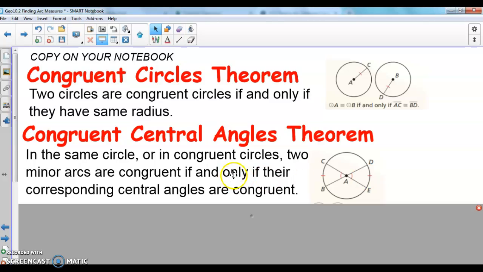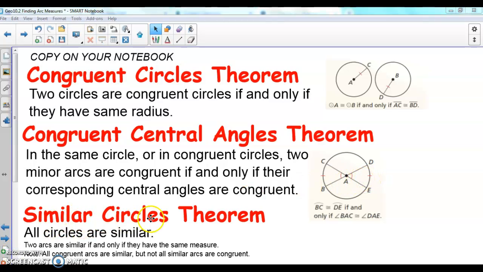How do you prove that this is true? To prove this, you need to draw additional line segments from C to B and from D to E, so you can form two congruent triangles. You can use your SAS postulates or SSS postulates from the first semester lessons that we had before in order to prove that those two triangles are congruent.